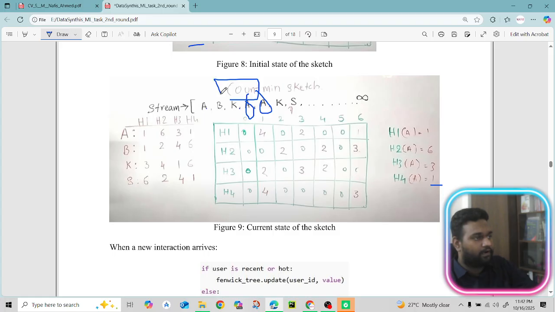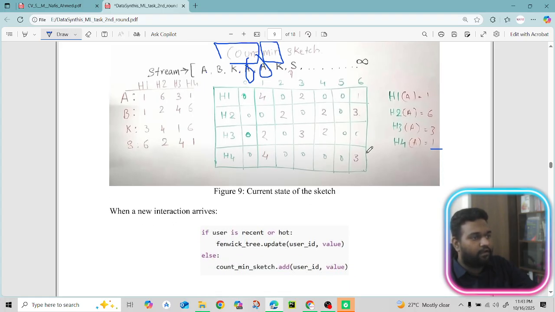Here is the count part. Now, what is the mean part? If we are looking for the value of a, the frequency of a, actually how many interactions a has made, if I clear the question, so how will I calculate that? I'll look into this 2D array.